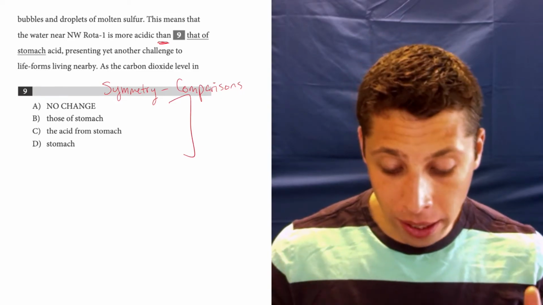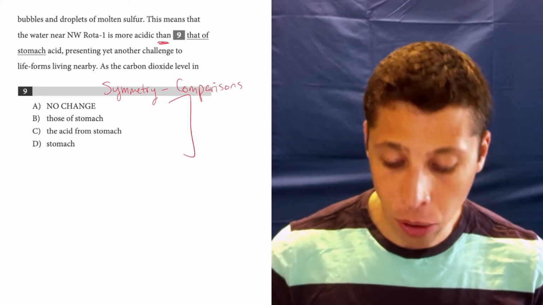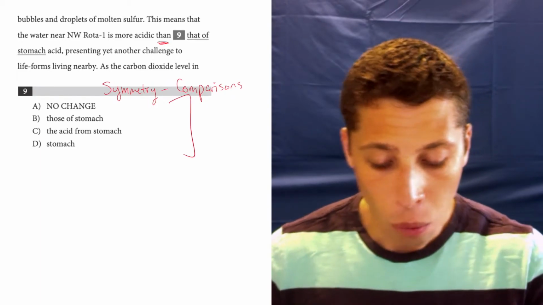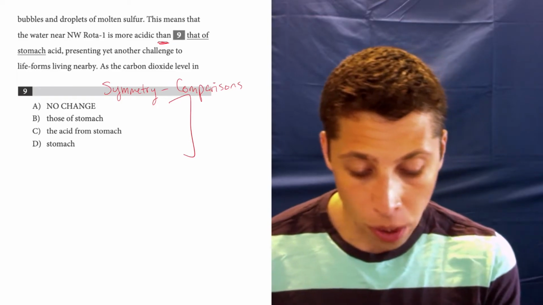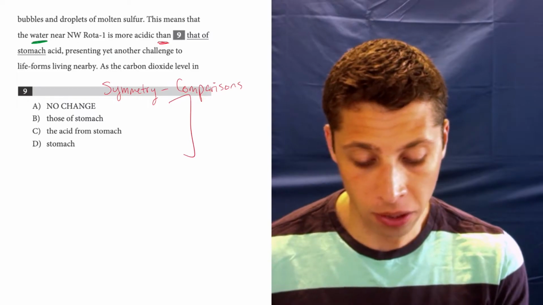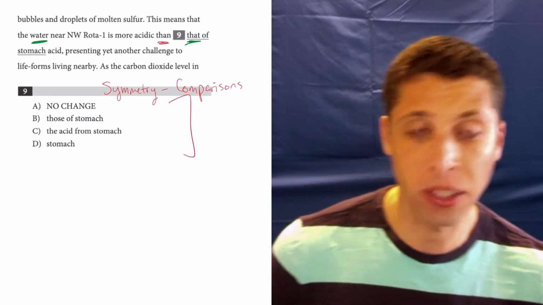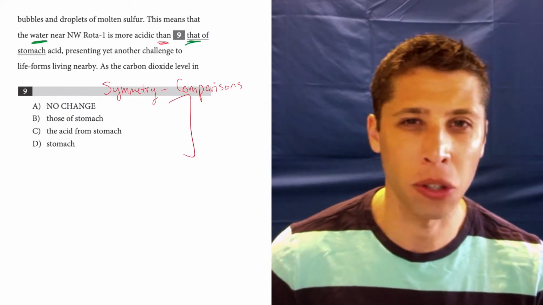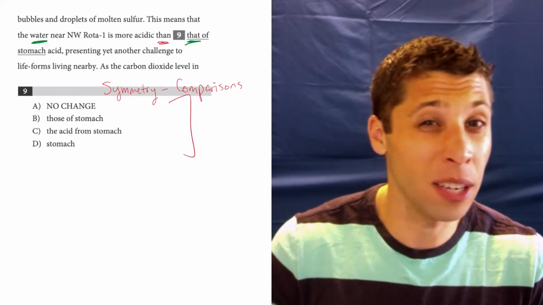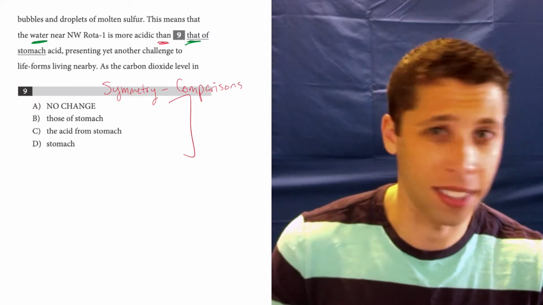So the way it's written, it is not. This means that the water near NW Rota 1 is more acidic than that of stomach acid. Well, what are we comparing? We're comparing water is more acidic than that of stomach acid. What is the "that" referring to? The acidity? Well, the stomach acid is the thing that's acidic.